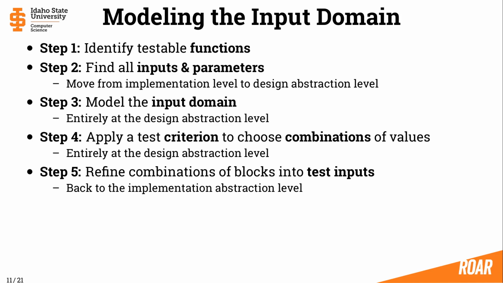So then step 3 is to model the input domain. This is entirely at the design abstraction level. Then we move to step 4, which is we have to use a test criterion to choose combinations of values. That's still getting us to the point where we have our test requirements. And then we finally refine our combination blocks into test inputs. Now we're at the implementation level, and now we can use that to develop our automated tests.